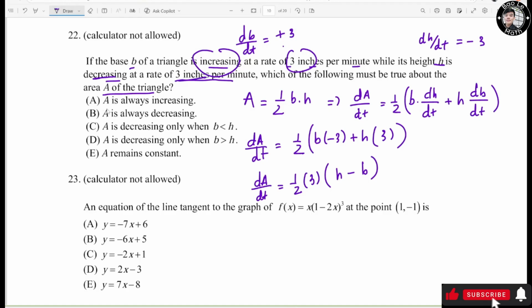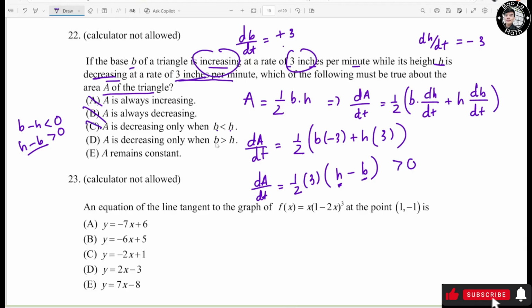Now we look at the answer choices right here. A is always increasing. We don't know that; we need to know the values of h and b. So this one is wrong. Similarly, we don't know b. Now the area is decreasing only when b is less than h. Now b less than h tells us that b minus h is less than 0. So I'm going to multiply both sides by -1. So I have h minus b greater than 0. So if this is greater than 0, the whole thing is greater than 0. So A must be increasing, so C is wrong.